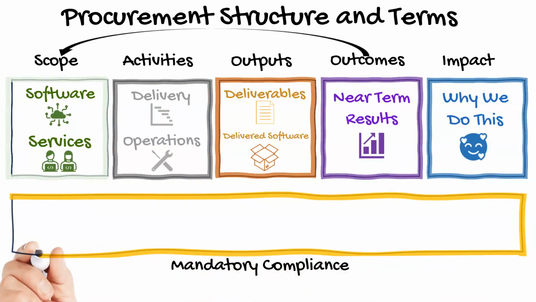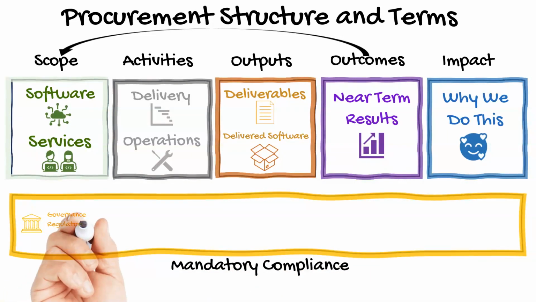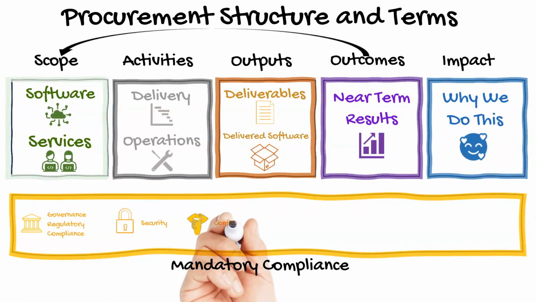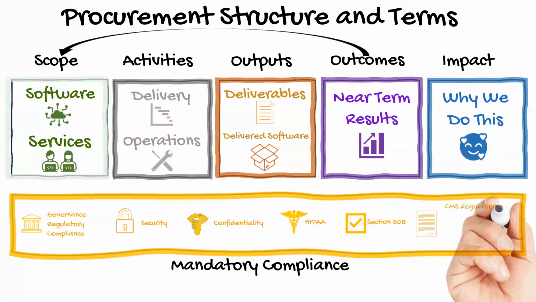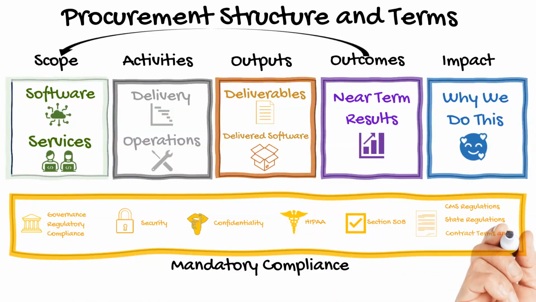Mandatory compliance items, often referred to as governance, regulatory, and compliance, are conditions that must always be met universally and shouldn't be tailored specifically to different scope or activities. Examples might be items like security, confidentiality, HIPAA, Section 508 compliance, CMS regulations, state regulations, general contract terms, etc.